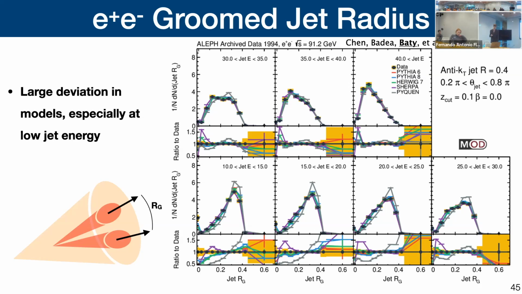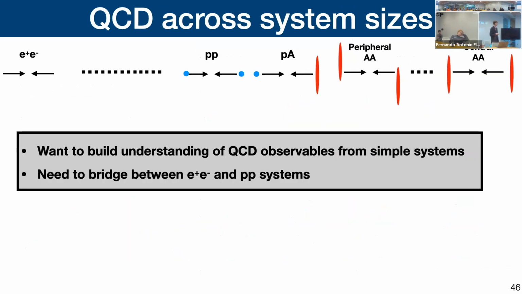So really that kind of brings me to my next point, right? Which is, if we want to have a theory of QCD that can describe all QCD systems, from electron-positron collisions where you have just two quarks, all the way to central AA collisions, we need to make sure that we have a solid understanding across this entire scale of system sizes, right?